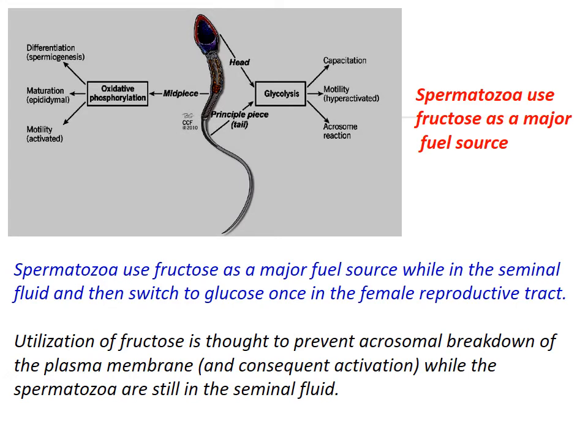Spermatozoa use fructose as a major fuel source while in the seminal fluid and then switch to glucose once in the female reproductive tract. Utilization of fructose is thought to prevent acrosomal breakdown of the plasma membrane while the spermatozoa are still in the seminal fluid.